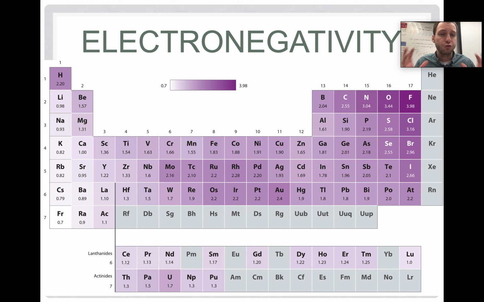Now, again, these are trends, and so sometimes it's not always the case that it increases as you go up and to the right, and so you see some anomalies in here, but in general, our electronegativity increases as you go up and to the right towards fluorine, and we have this scale here.